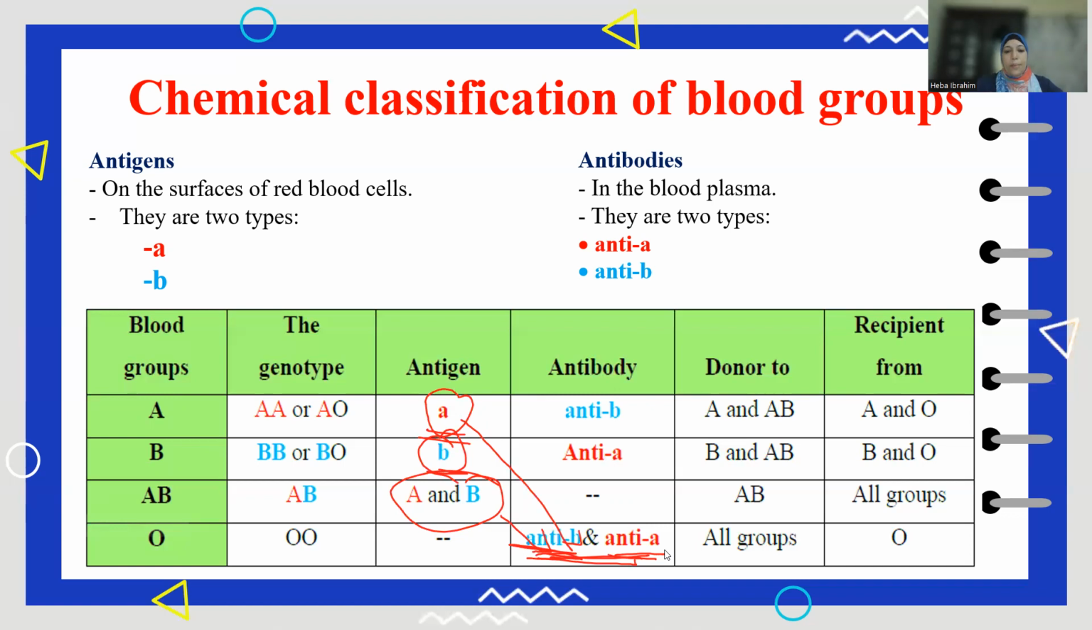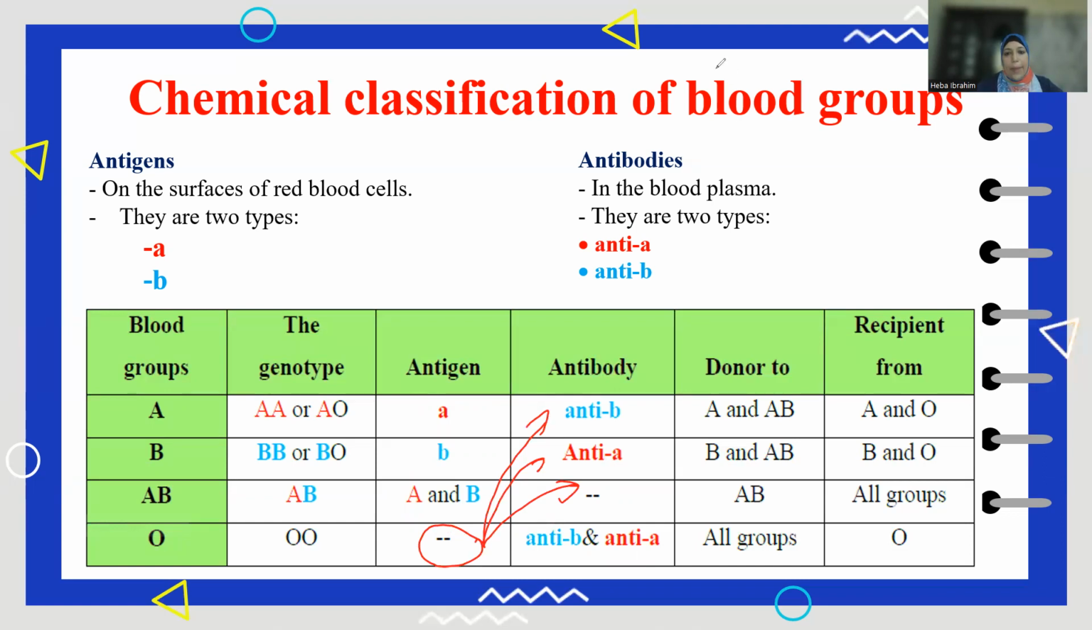What about donation? Blood group O has no antigens, so it's safe to transfer blood group O to A and B and AB. So blood group O is considered the universal donor. Why is it considered a universal donor? Because it can transfer blood to all the blood groups due to the absence of antigens.